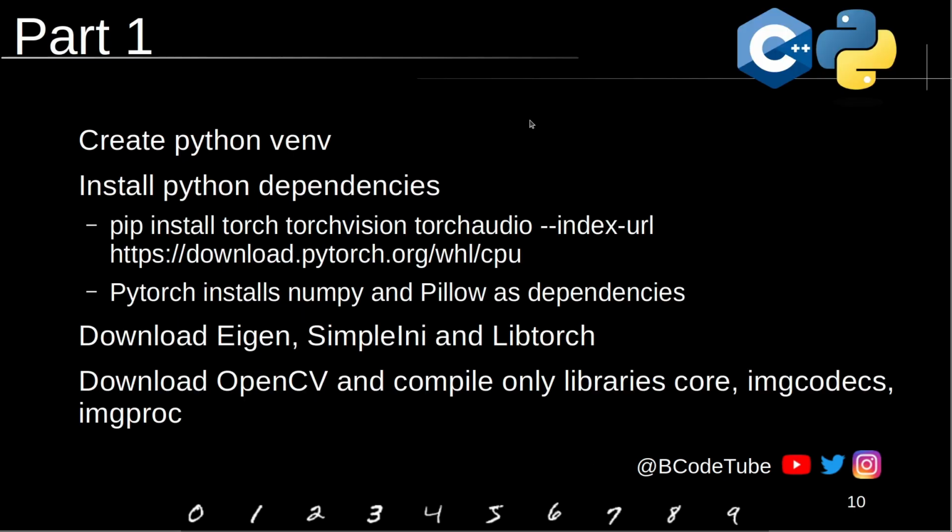In this video, we are gonna create our Python virtual environment. We're gonna install Python dependencies, which is basically Torch, and Torch installs numpy and pillow. And we are gonna download Eigen, simpleini, and Libtorch. We are also gonna download OpenCV and compile only some libraries from OpenCV.